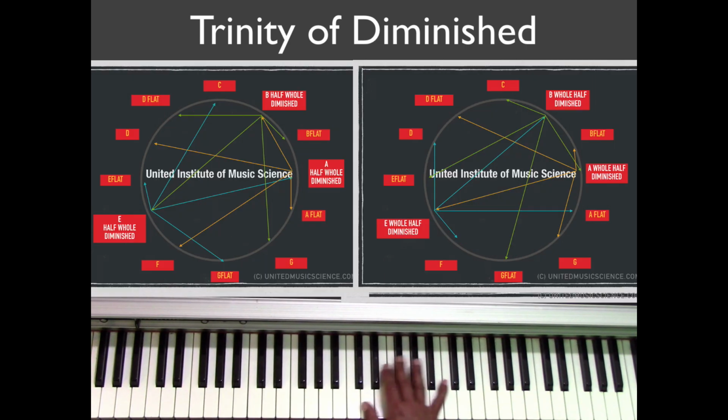Now, the chromatic scale is all half steps. The whole tone scales are whole steps. Your trinity of diminished scales are composed of whole, half, alternating intervals. And depending on what note you start on, you can form it starting with a half step first or a whole step first.